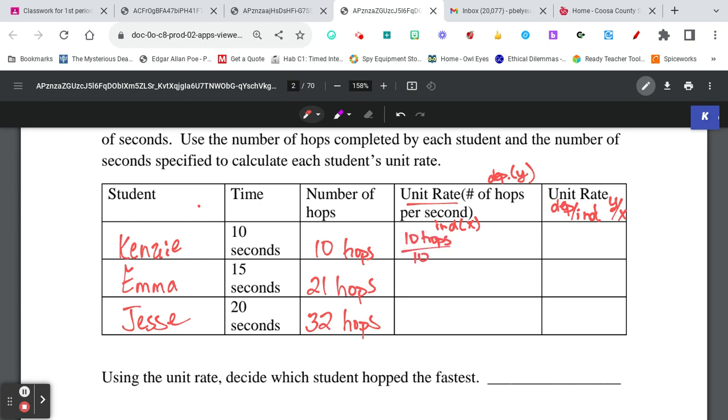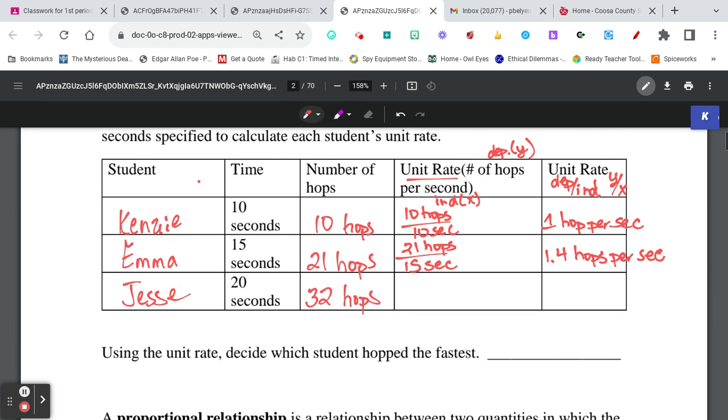So we're going to take 10 hops and divide it by 10 seconds. So we know that Kenzie hopped one time every second. Yes, one hop per second. I'm just going to use SEC. All right, Emma hopped 21 times in 15 seconds. Round it to the nearest tenth. So 1.4 hops per second.